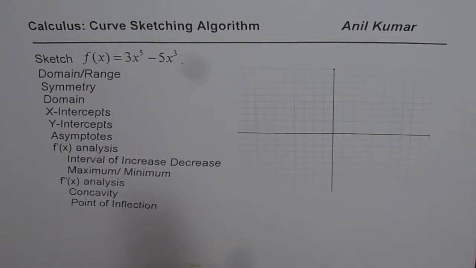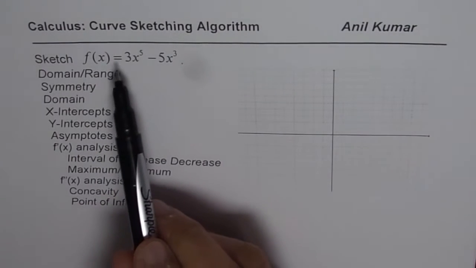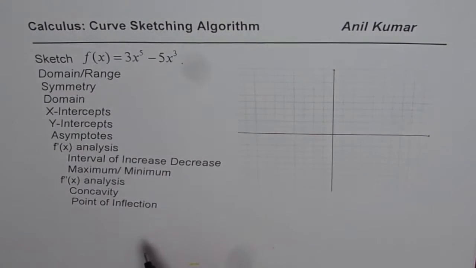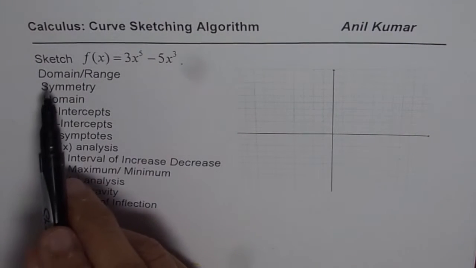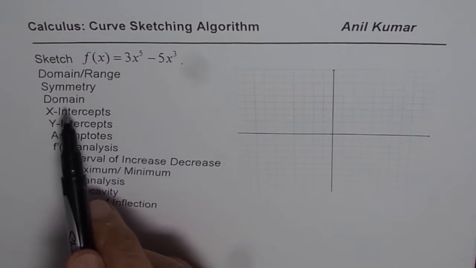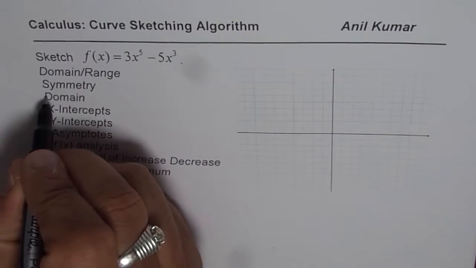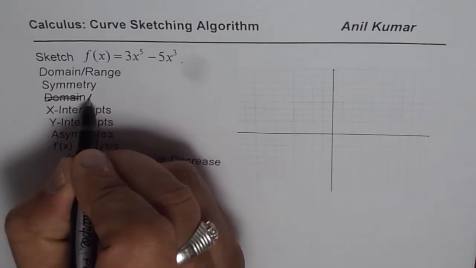We will sketch the graph of a polynomial function, 3x to the power of 5 minus 5x cubed, in this video. So while sketching, we'll look into domain and range, symmetry. I've written domain here again. It should be, let us say, we'll make it end behavior.